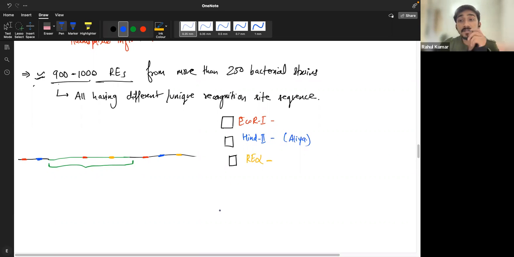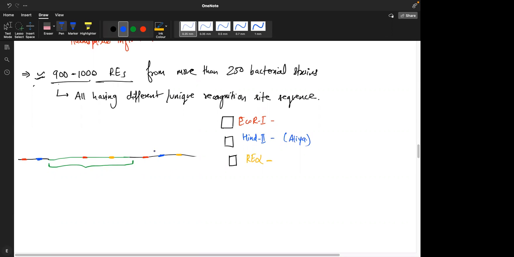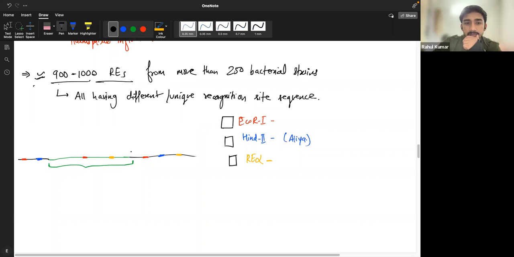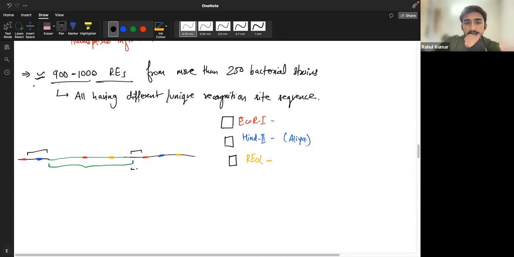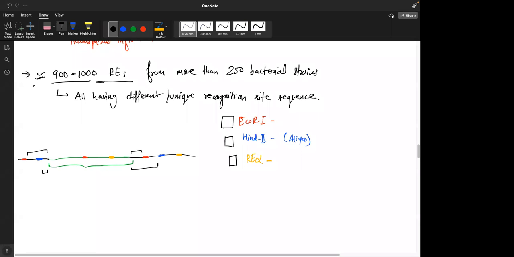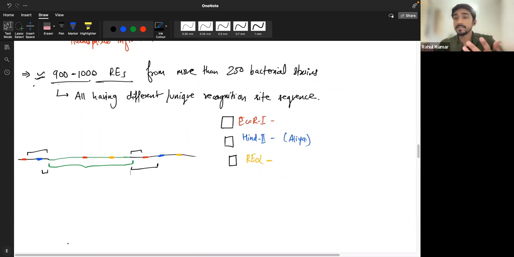I think there will be unnecessary segments like this. So you are saying that this fragment here is unnecessary and here also it's unnecessary, right? But don't you think that's also with your HindII? Yeah, I'm not so sure. Biology is never perfect.